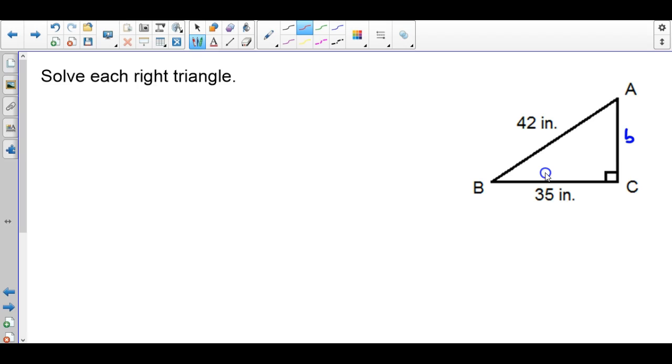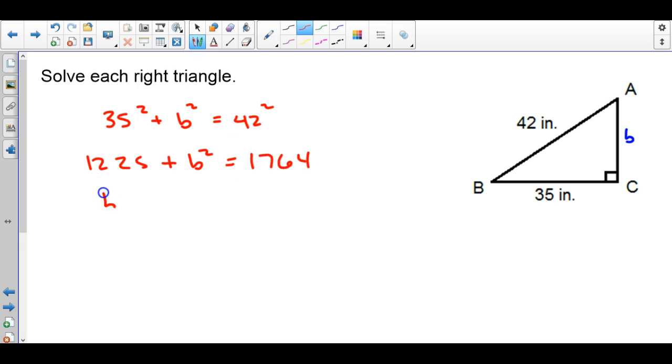So I know two of my three sides. So Pythagorean theorem is what we're going to use to figure out the length of our third side. So I'm going to set this up as 35 squared plus b squared equals 42 squared, and the 35 and the b are the legs of it. So this is 1225 plus b squared equals 42 squared, which is 1764. I'm going to subtract 1225 on both sides, and that's going to give me 539. And then I can take the square root of that to figure out what b is. And I'm going to round all these to the nearest tenth. So this will be 23.2, and that would be inches. So that's what my b value is.